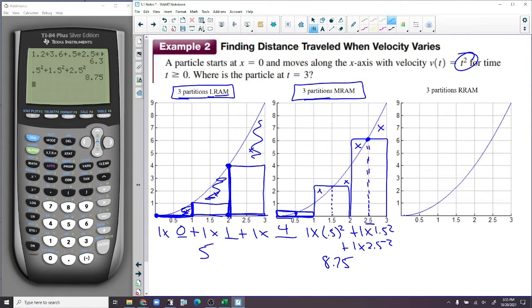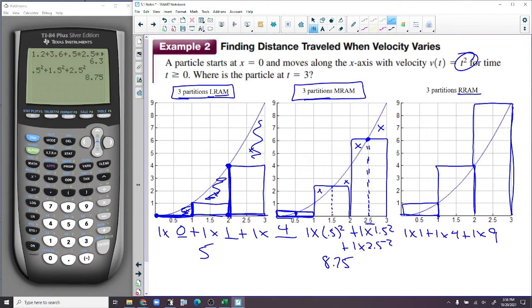And here we're going to do a right Riemann sum. So we want the right edge to hit the curve, right edge to hit the curve, right edge to hit the curve. Right Riemann approximation method. So 1 by 1 squared is 1. Plus 1 by 2 squared is 4. And 1 by 3 squared is 9. So 9 plus 4 is 13, plus 1, so 14.